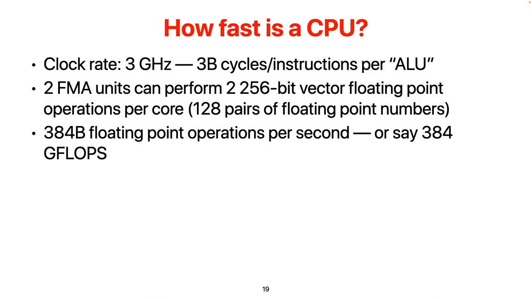So that's telling you, if I have a CPU and can fully utilize the floating point unit on it, 384 gigaflops, right? So that's the capacity, or how much data I can process each cycle, right?